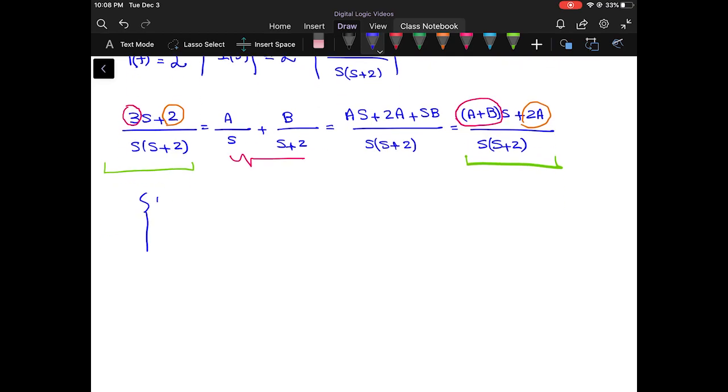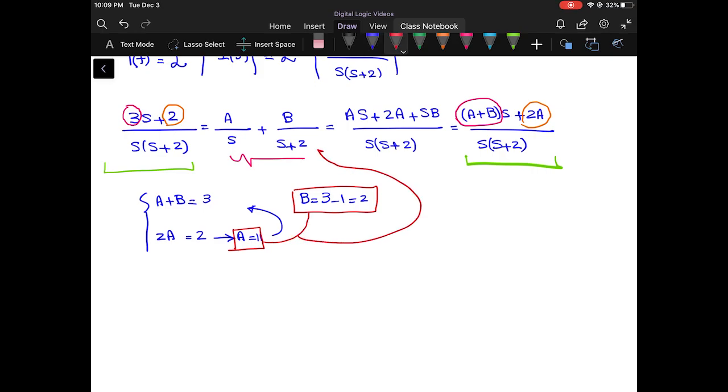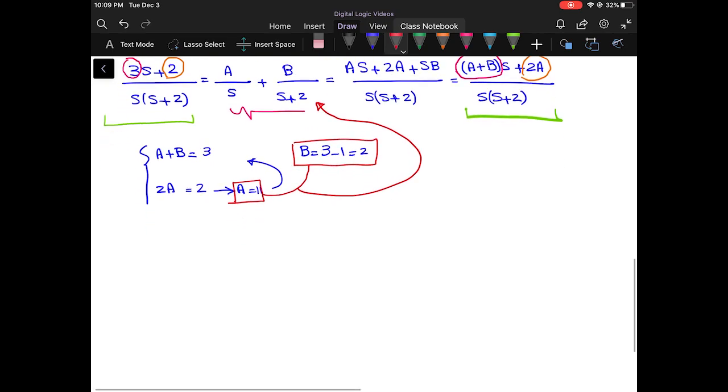So I'm going to equate a plus b to 3, and 2a is equal to 2. From here, a is equal to 1. I'm going to substitute it in this equation, so b is equal to 3 minus 1, which is 2. Now I'm going to take this a and this b and put them in here, so I have I of s as two individual fractions. Then I can find the Laplace inverse easily.